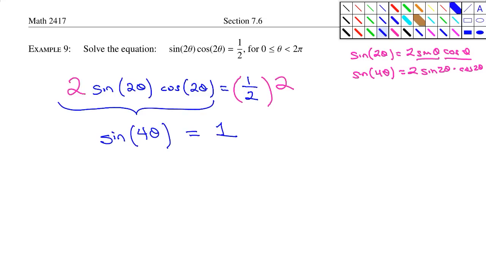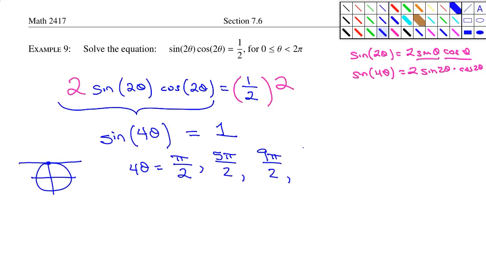And this is a problem from several sections ago. We're looking for the angles where sine is equal to 1. That only occurs at one spot on the unit circle, and that is pi over 2. But because of the 4 in the 4 theta, we have to extend this out 4 periods. So adding 2 pi repeatedly is going to give me 5 pi over 2, 9 pi over 2, and 13 pi over 2. And finally, solving for theta by multiplying everything by a fourth, we get pi over 8, 5 pi over 8, 9 pi over 8, and 13 pi over 8.